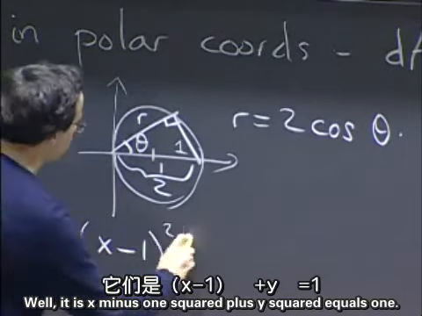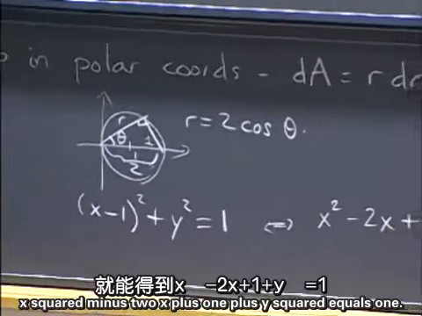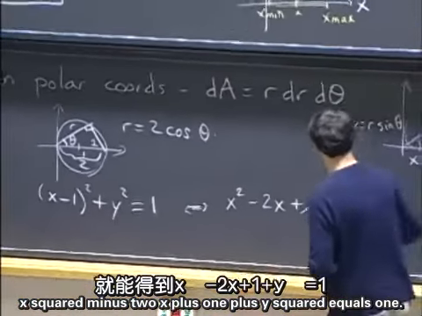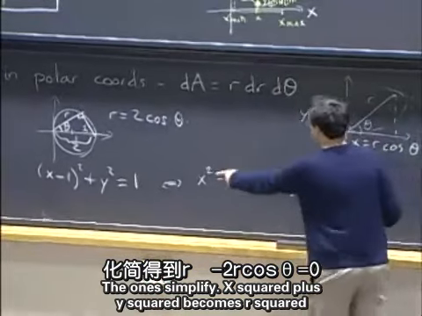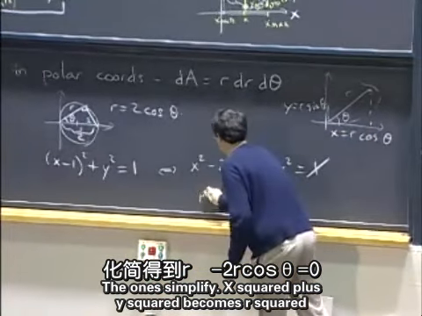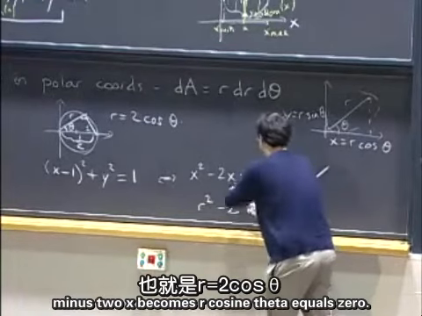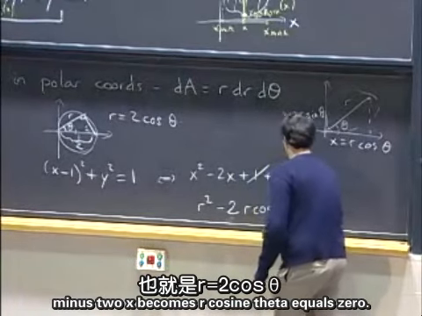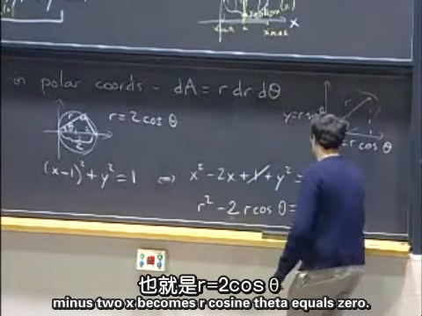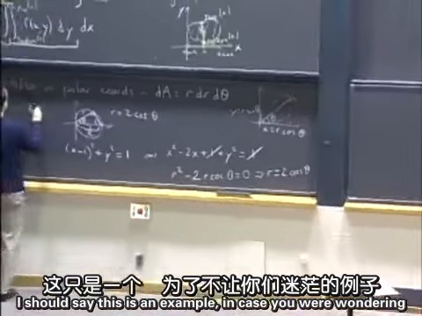So if you expand that, you'll get x squared minus 2x plus 1 plus y squared equals 1. The ones simplify. X squared plus y squared becomes r squared, minus 2x becomes r cosine theta, equals 0. That gives you, when you simplify by r, r equals 2 cosine theta. Two ways to get the same polar equation. Okay? I should say this is an example, in case you were wondering what I was doing.